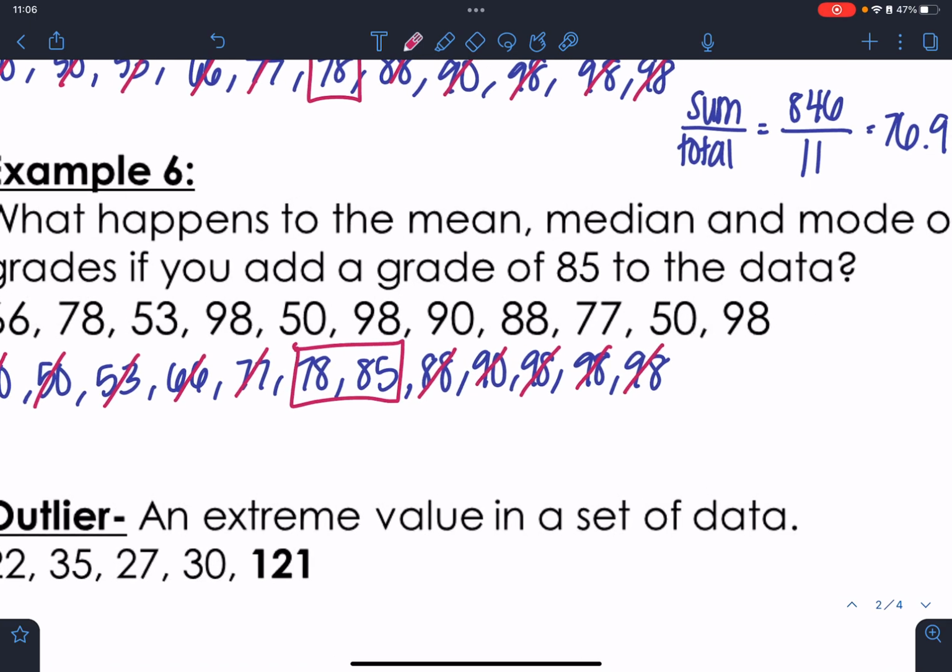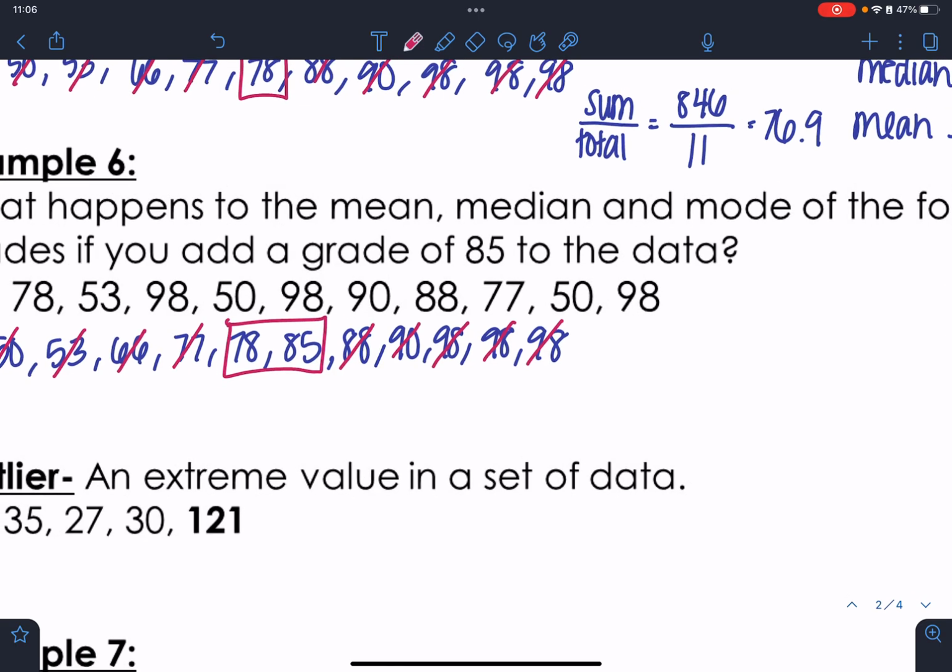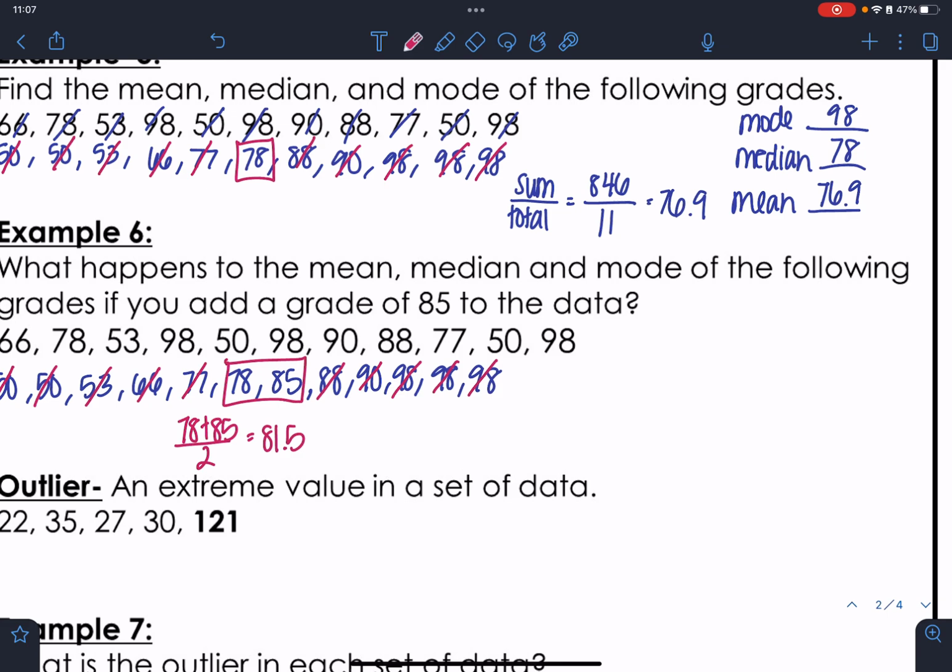Now, this one's going to be harder to figure out, right? We don't know what directly is in between 78 and 85 by just looking at it. So this is where I can add those numbers up. If you do 78 plus 85 and you divide that by 2, we're finding the average of them. 81.5. Good. Is what you get. So that means 81.5 is a number directly in between 78 and 85. Right, which is a decimal, which is why that was going to be hard to figure out on our own. So there is my new median.